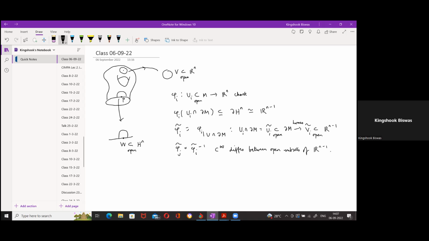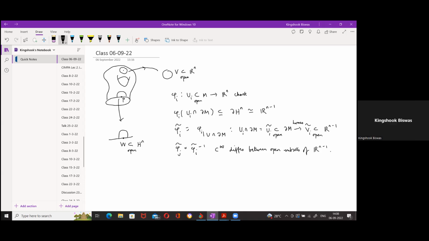Okay, because it's the restriction of phi j composed with phi I inverse, right? And that by definition of manifold with boundary, that is smooth in a neighborhood of boundary Hn. So is this clear? This phi j tilde composed phi I tilde inverse will be smooth from an open subset in Rn minus 1 to an open subset in Rn minus 1. Is this okay? Yes. Yes, sir.